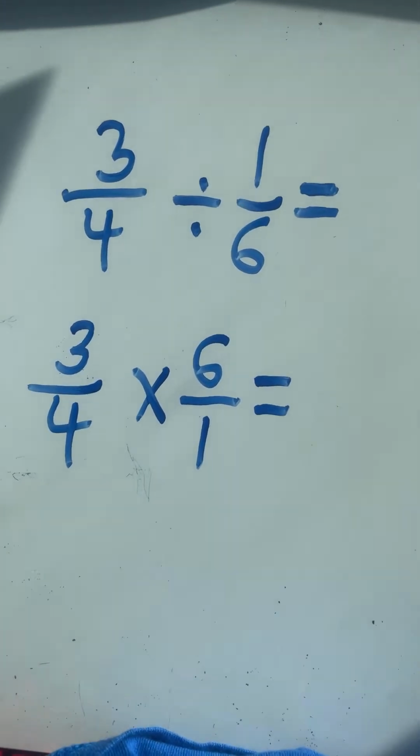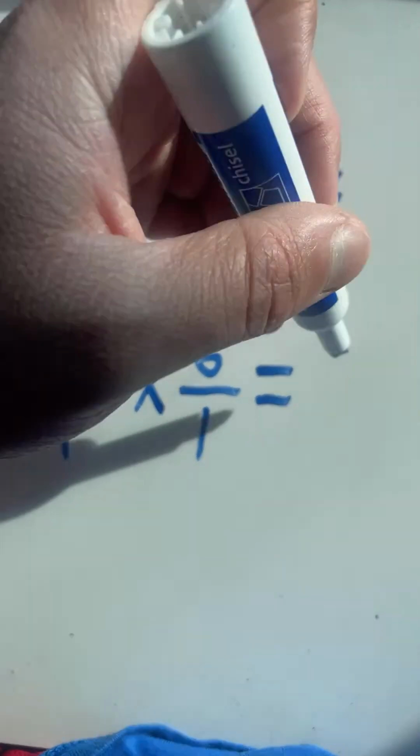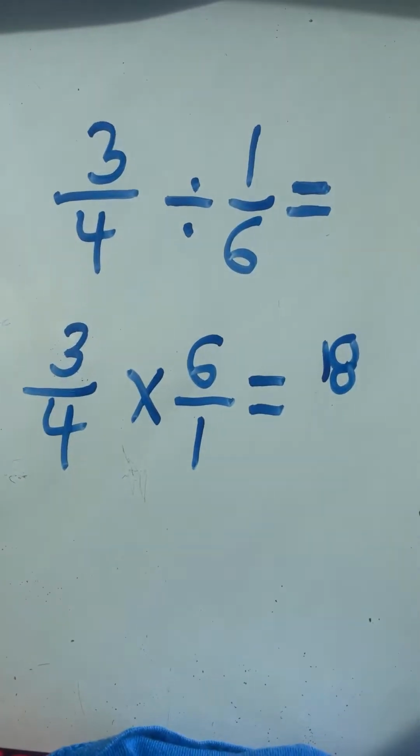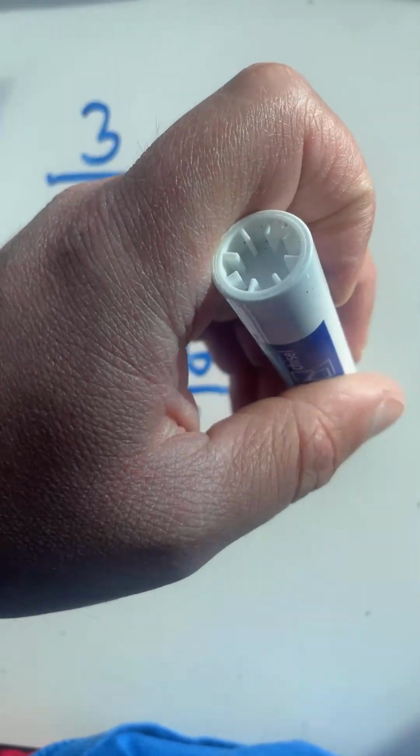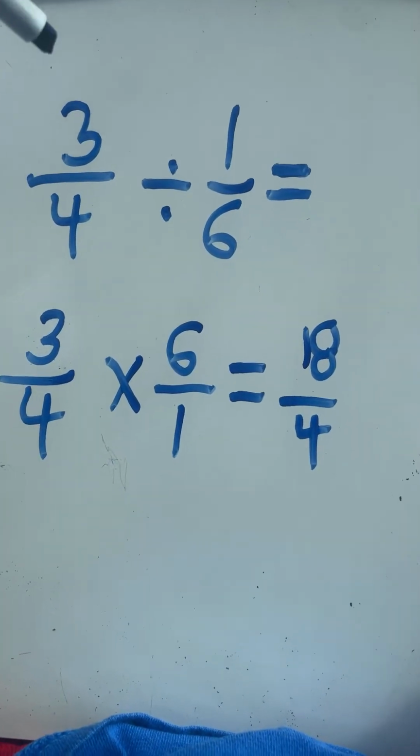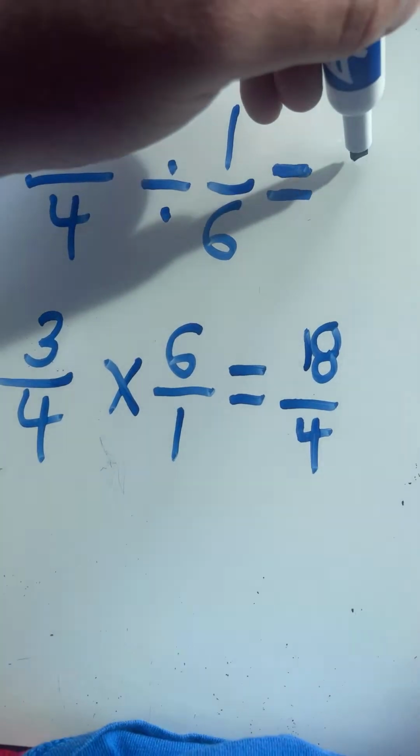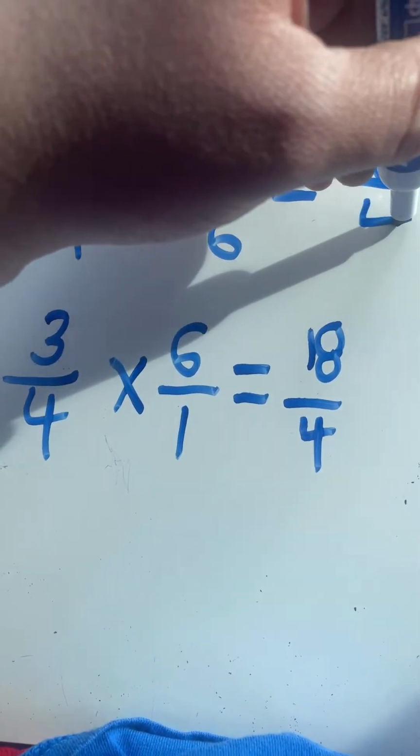And now we simply multiply. 3 times 6 equals 18. 4 times 1 equals 4. And we have our answer. 3/4 divided by 1/6 equals 18/4.